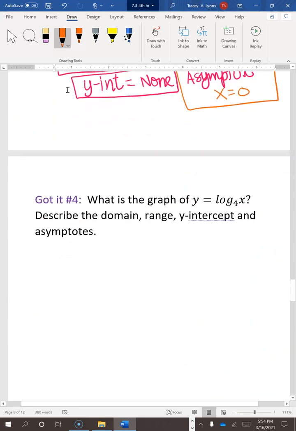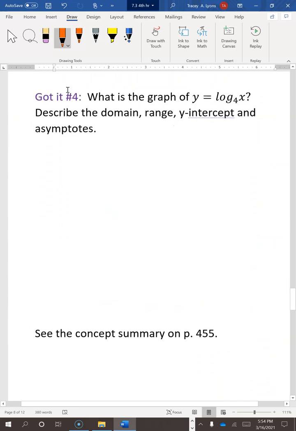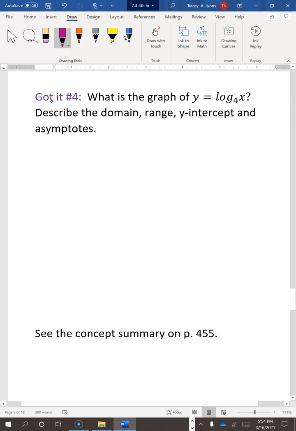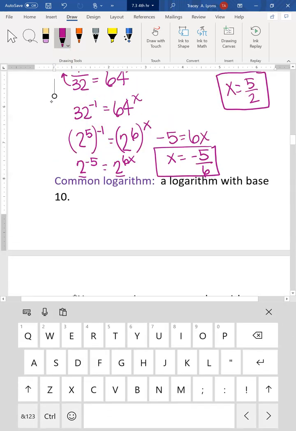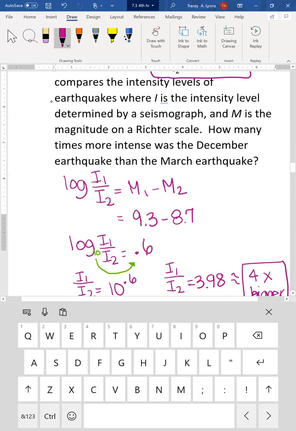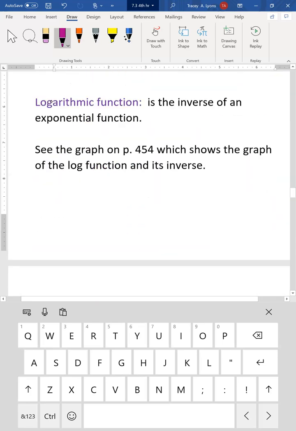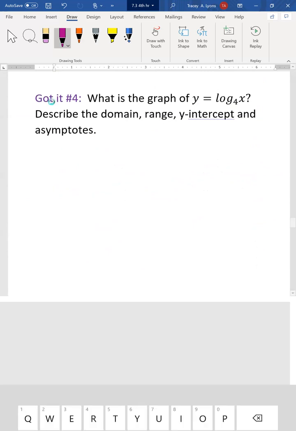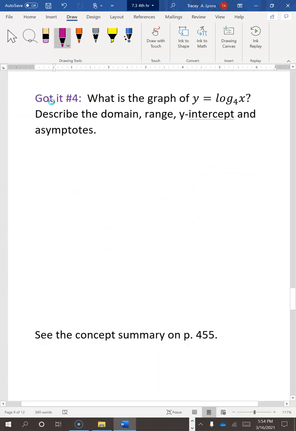Let's look at another one of those. Why don't you pause it and try? Got it, number 4. So again, I'm going to put some graph paper. For this one, I'll draw it in again.